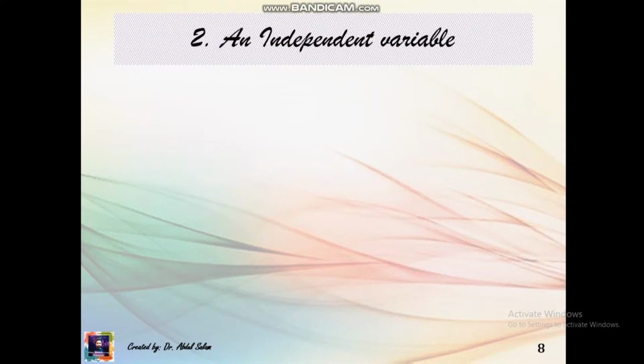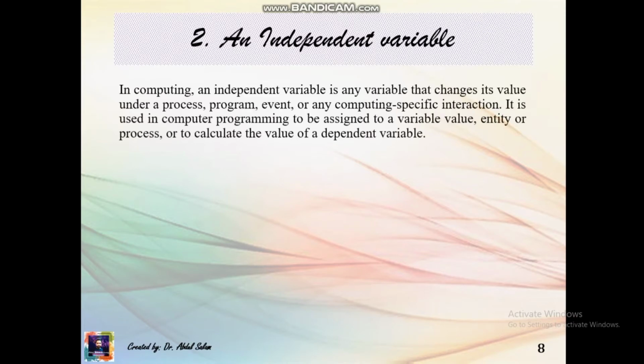The second type of variable is an independent variable. Basically, what is an independent variable? As the name shows, it is independent. In computing, an independent variable is any variable that changes its value under a process, program or event, or any computing-specific interaction. It is used in a computer program to be assigned to a variable value, entity or process, or to calculate the value of a dependent variable.